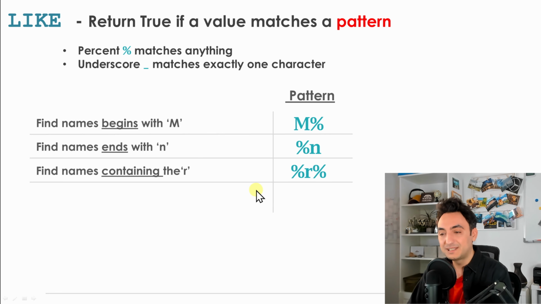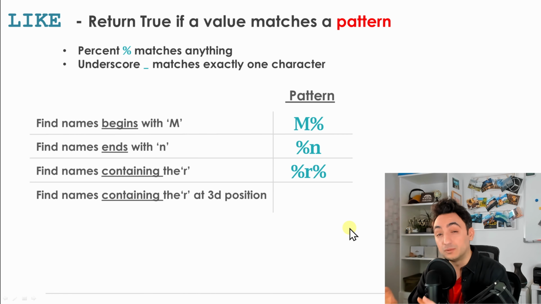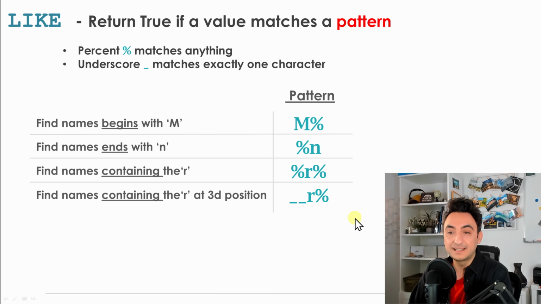And now the next one, where you can be more specific and say, okay, find me the names containing the R, but exactly at the third position. It's a little bit more complicated. With that, you're going to use the underscore. With the underscore, you say the first position could be anything, the second position could be anything, but the third should be exactly the R. And afterward, it's going to be anything, even empty characters and so on. So with that, you are mixing those two tools, the underscore and the %.